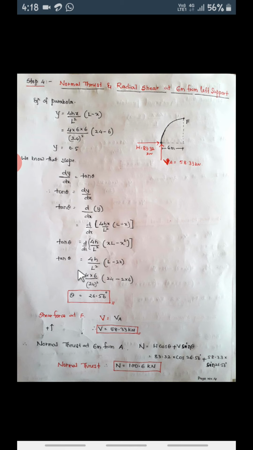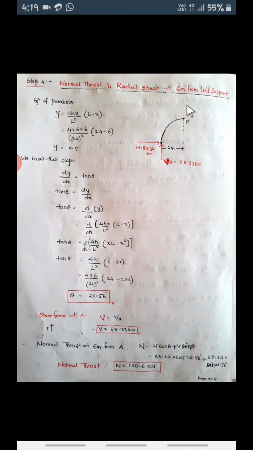So therefore we can get tan theta, then theta is equal to tan inverse, we are going to get 26.56. Okay, this is a slope, or theta is equal to 26.56. So once we get theta, now let us calculate shear force at F.